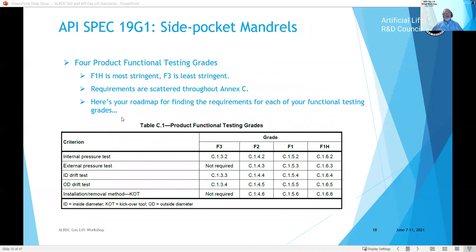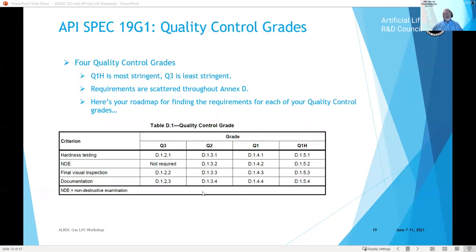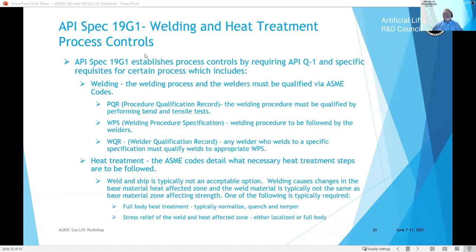Similarly, the product functional testing grades are outlined in a table that guides you to the paragraphs that need to be complied with for the different grade levels that you are trying to work with. And similarly, the quality control grades. One thing that 19G1 provides is process control. Two of the critical processes in the fabrication of gas lift side pocket mandrels are welding and heat treating.